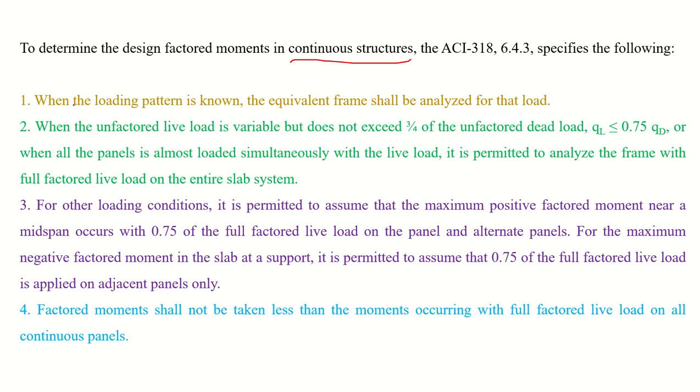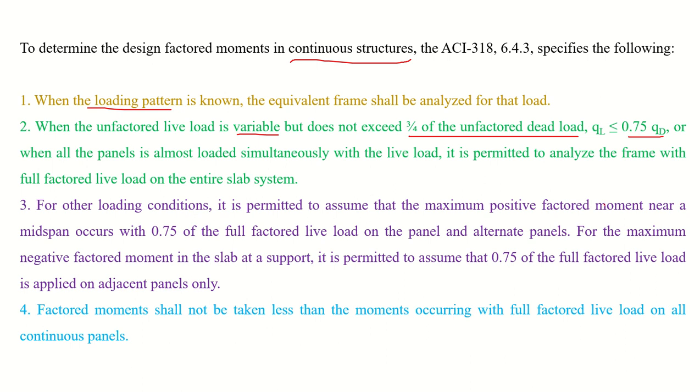ACI specifies the following. When the loading pattern is known, you are sure about the loading pattern, then the equivalent frame shall be analyzed for that load. Number 2, when the unfactored live load is variable but does not exceed 3/4 of the unfactored dead load, that is Q live is less than or equal to 75% of Q dead, or when all the panels are almost loaded simultaneously with the live load, it is permitted to analyze the frame with full factored live load on the entire slab system.